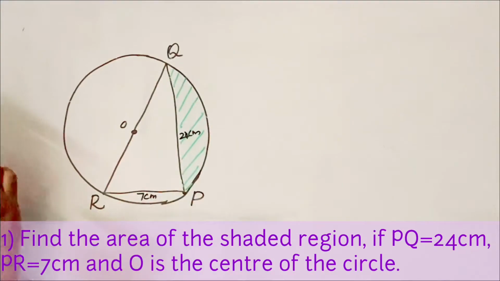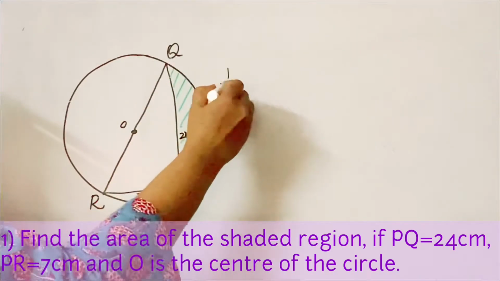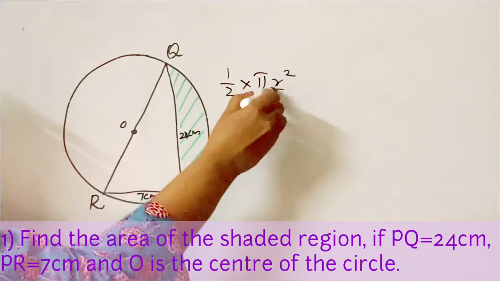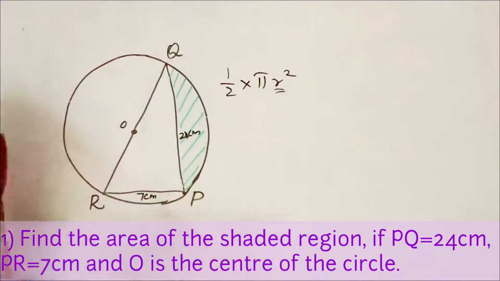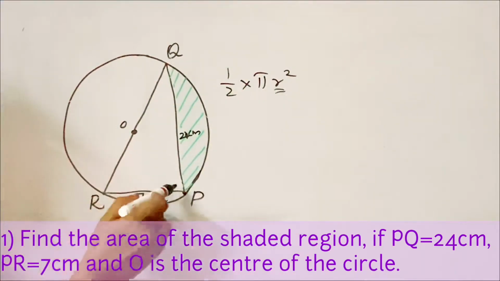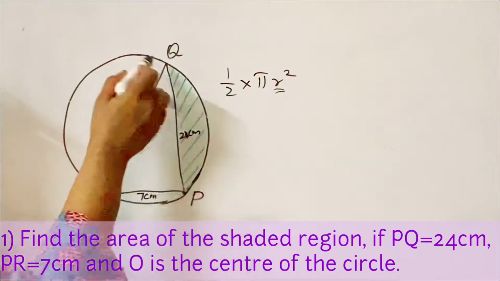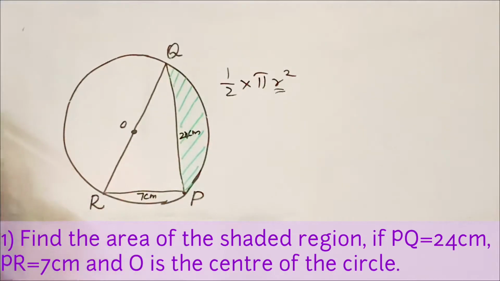Then what is area of the semicircle? That is 1 by 2 into pi r square. So we need r. R we don't have. We have this length, that means PR we have, and PQ also given to us.